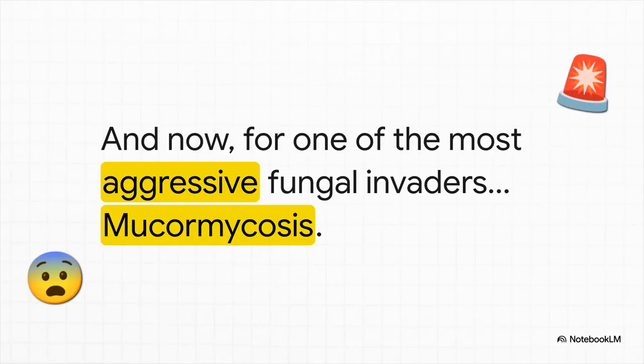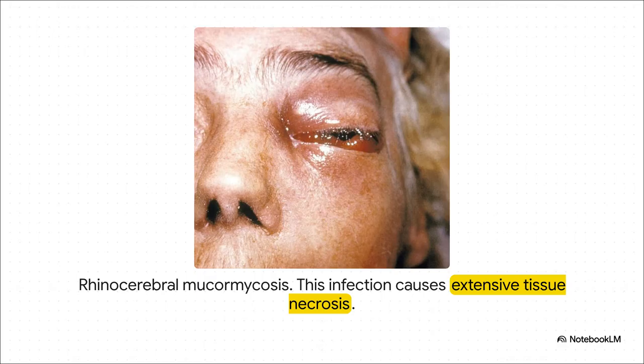Okay, now we have to talk about what is, without a doubt, one of the most terrifying, most rapidly destructive fungal infections that exists. This is mucormycosis. And I want you to think of this not just as an infection, but as a full-blown surgical emergency. And this is what it can do. This image shows the classic, devastating form that starts in the sinuses and then just rips through the surrounding tissue, into the eye socket, and even into the brain.